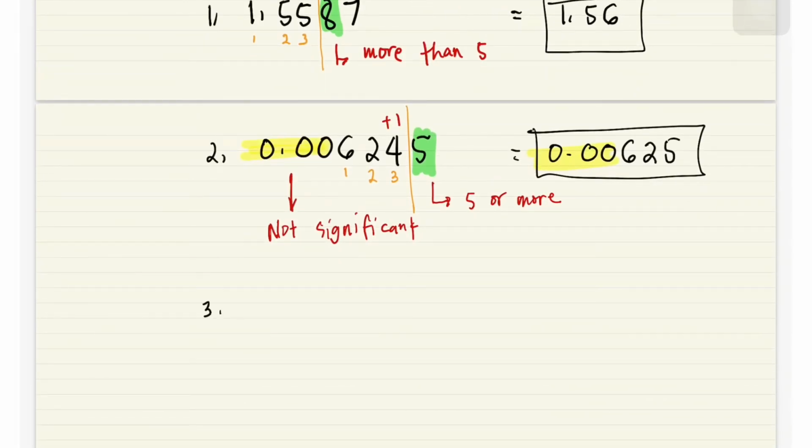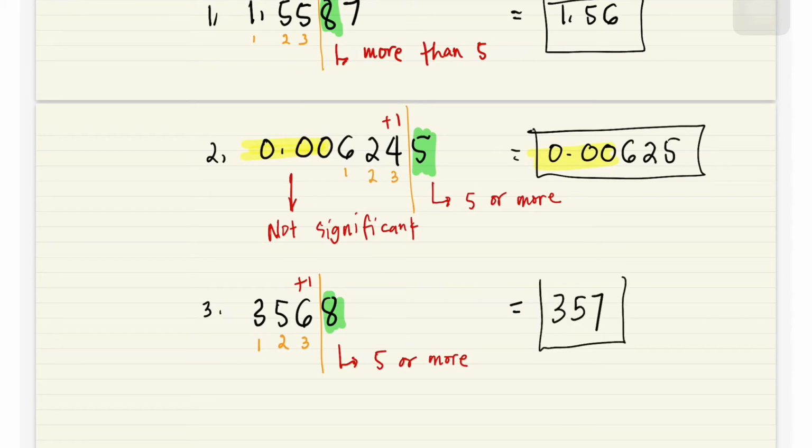All right, I'll give you another example. Third one. 3568. Now, they are all significant because of rule number 1, these are non-zero digits. So we just have to count 1, 2, 3. And we look at the number after that. If this one is 5 or more, then this is plus 1. So the final answer is 357.